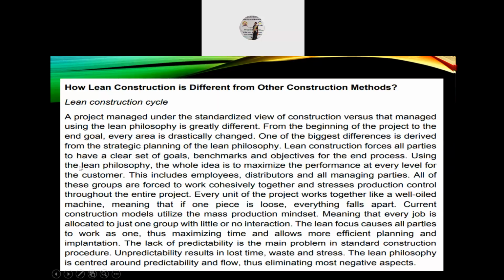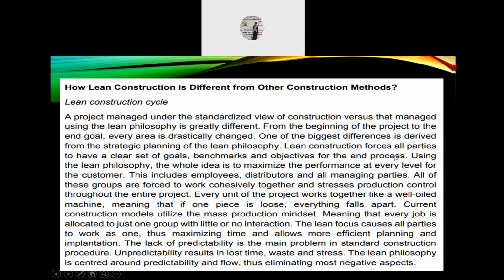Next, how lean construction is different from the other construction methods. So, lean construction cycle, a project managed under the standardized view of construction versus that managed using the lean philosophy is greatly different. So, from the beginning of a project to the end goal, every area is drastically changed. One of the biggest differences is derived from the strategic planning of the lean philosophy. The strategic planning of lean construction focuses all parties to have a clear set of goals, benchmarks and objectives for the end process.